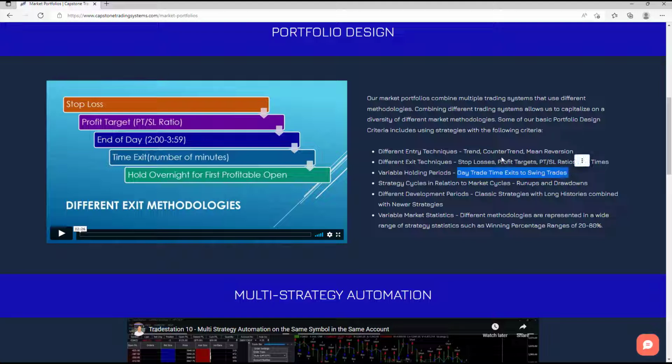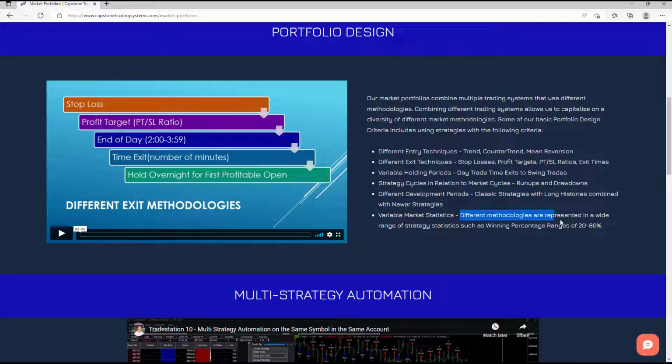Most of our strategies are day trade though. Trade strategies in run-ups and drawdowns. We want to combine strategies that are at equity peaks with strategies that are in drawdowns, and then wait for the portfolio to go into a drawdown to start trading it or add contracts. We combine classic strategies with long histories with some newer strategies, mainly strategies that we've had for a while, or methodologies that we have had for a while.